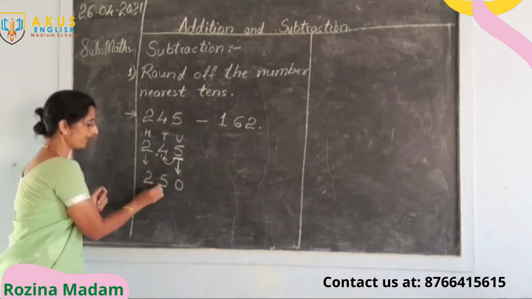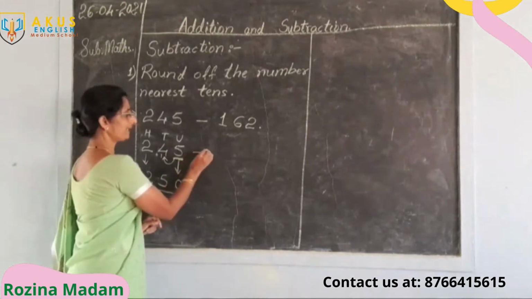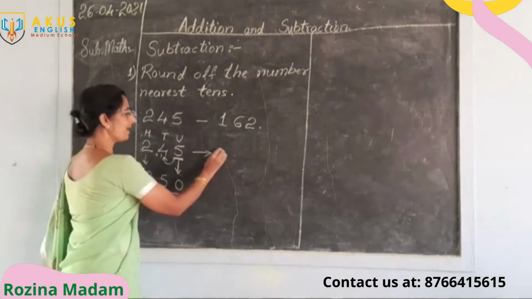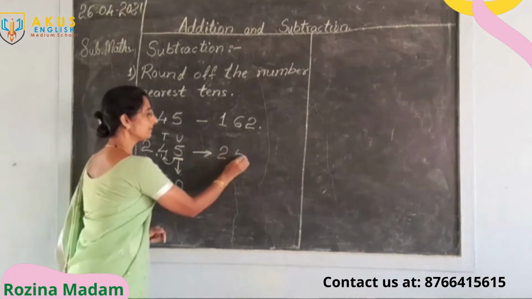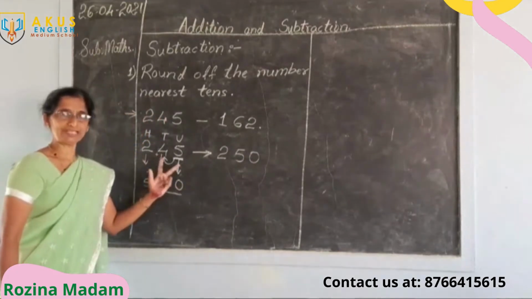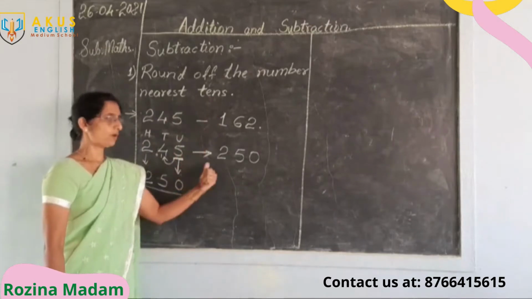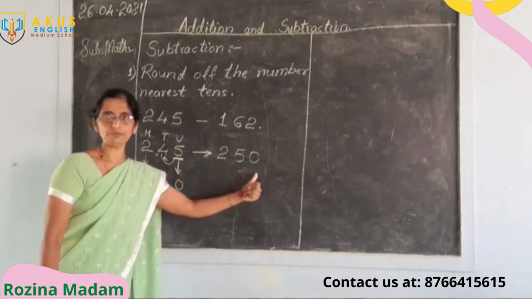So 250 is the answer. You can write this 250 in front of the number. So what answer did we get? See, 245, when we rounded this number to the nearest tens, we got the answer 250.